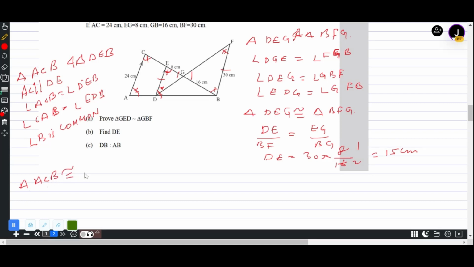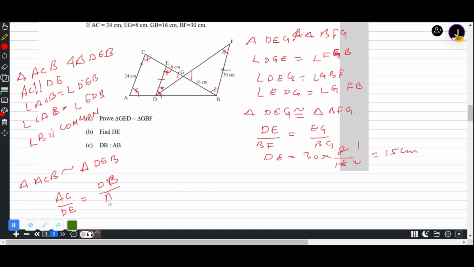So, AC by DE is going to be what? What do you tell me? What we have to find? DB by AB we have to find. So DB is the arm of triangle BDE, and AC is the arm of triangle ACB. AC by DE is going to be AB by DB.